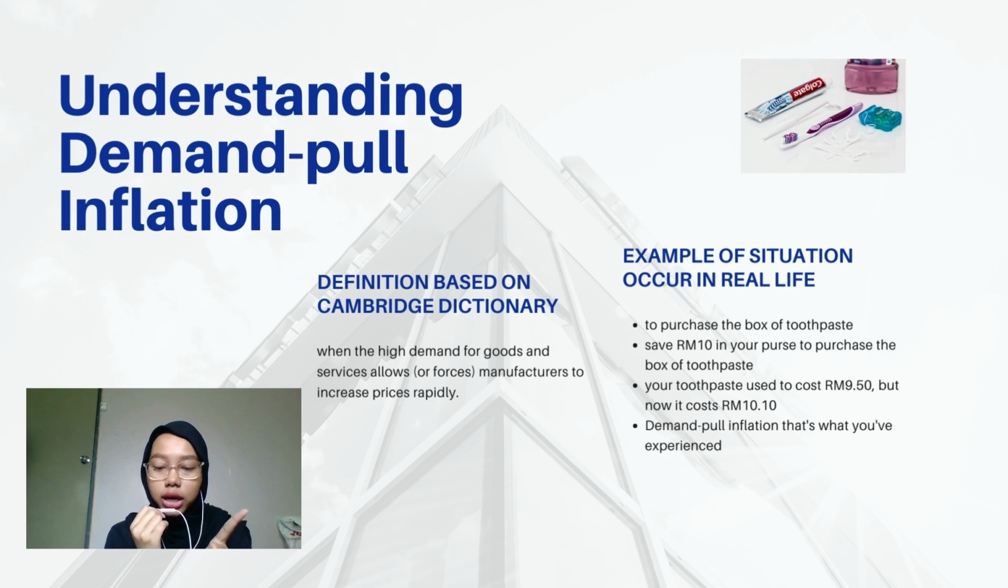Then in one moment you discover that you don't even have enough money, as you went there with just 10 ringgit in your purse. Before this, your toothpaste cost about 9 ringgit and 50 cent, so of course you would have a balance even though you brought 10 ringgit. But now the cost rises to 10 ringgit and 10 cent. So sure, demand for your toothpaste becomes high. Right now, demand pull inflation is what you have experienced.